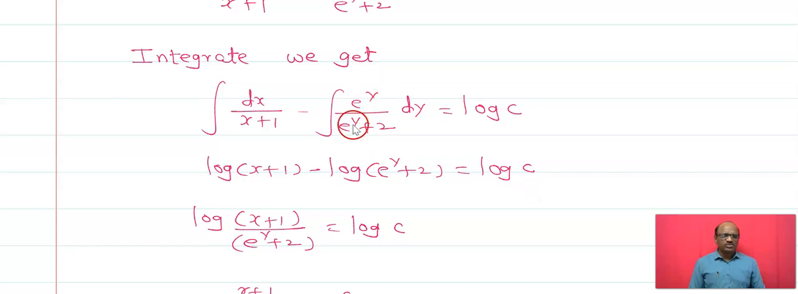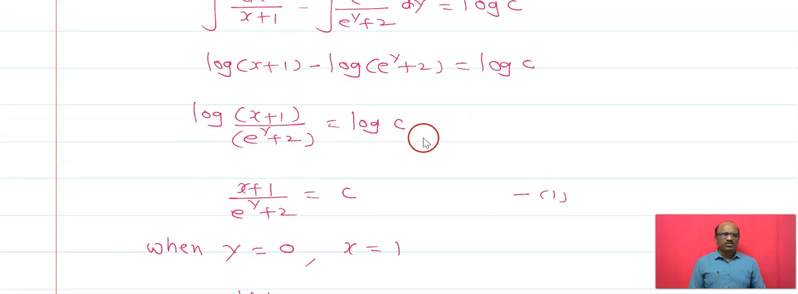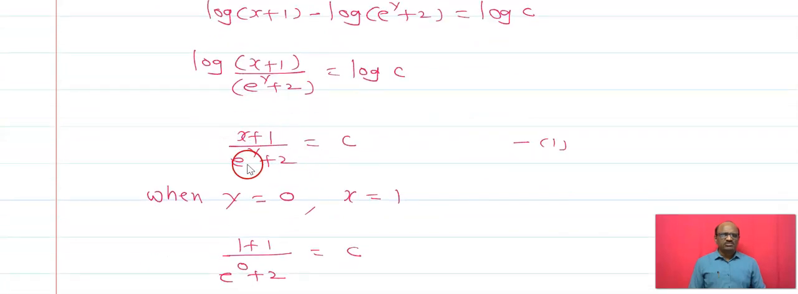It's of the form f dash of x upon f of x, and therefore by using the properties of log, that is subtraction is here, that will be log of (x + 1)/(e^y + 2) equals log c. Take antilog on both sides, then you will get (x + 1)/(e^y + 2) equals c.